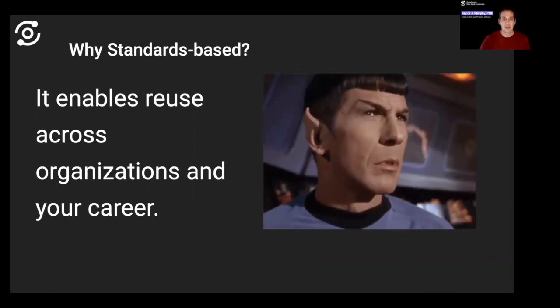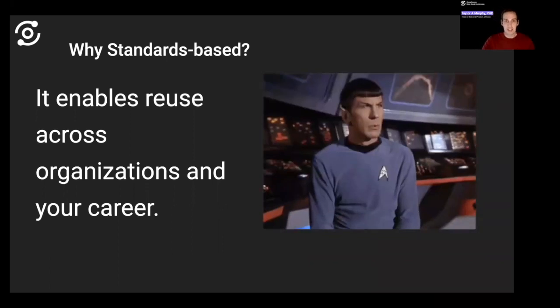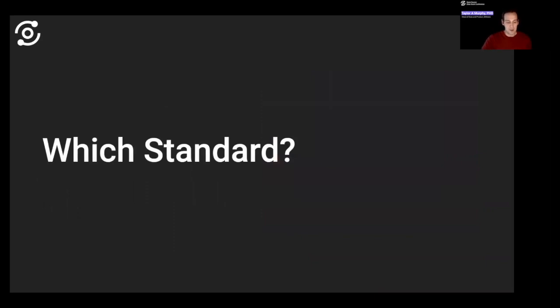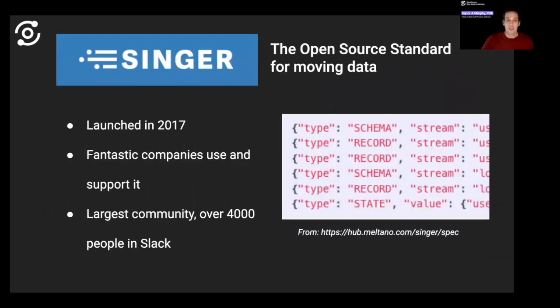So we're talking about standards, but I'm not talking about SQL. So which standard for extract and load are we talking about here? Well, the one that we really believe in as Meltano is the Singer open source standard for moving data. It is the de facto standard for moving data at this point. It was launched in 2017. It is currently in use by fantastic companies and a fantastic community around the world. It by far has the largest Slack community with over 4,000 people in the Singer Slack alone, and that's not including any of the supporting Slack groups such as Meltano's.